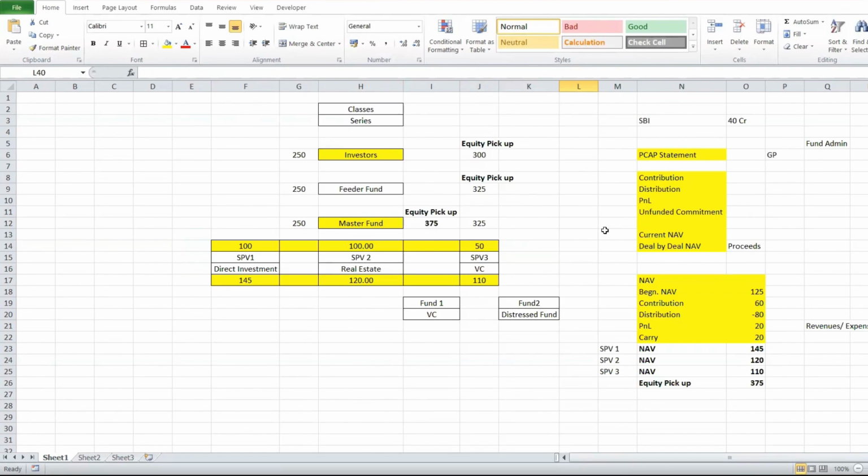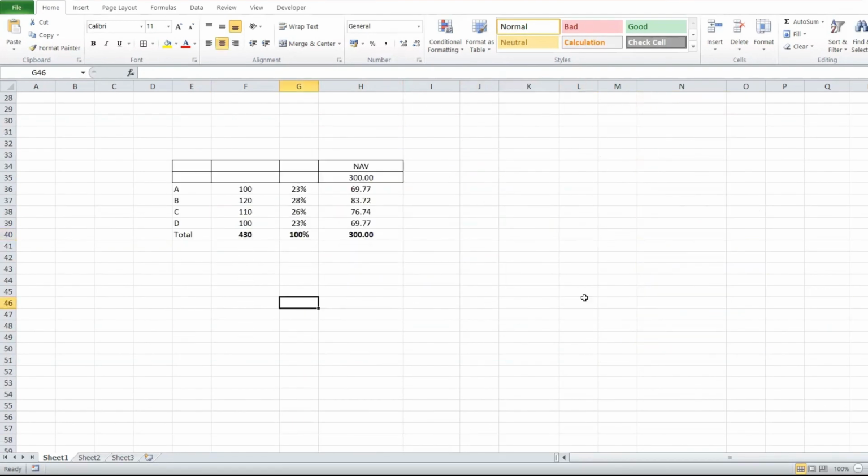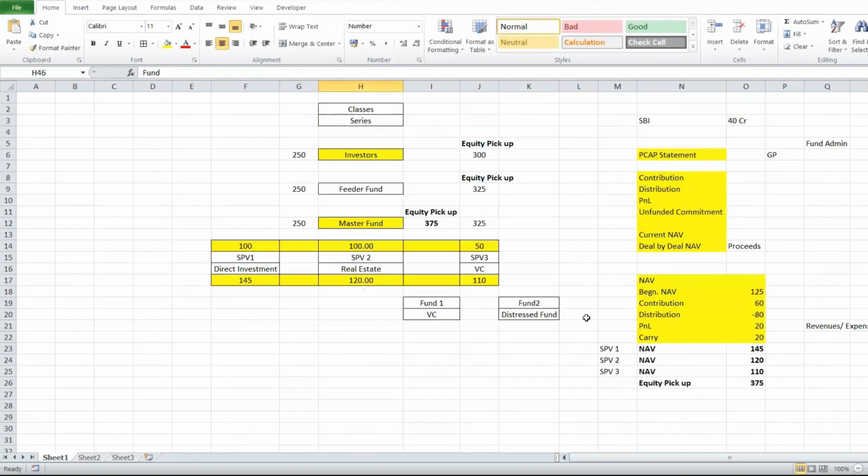Normal structure does not require this, because in a normal structure, the money goes from LP to GP, there is a fund between them, and they invest in a deal. From the deal you get the proceeds, and you distribute them between the LP and GP. That's all. There is no need of equity pickup. But here there is a need because you have segregations. Okay, understood. Now I understood.